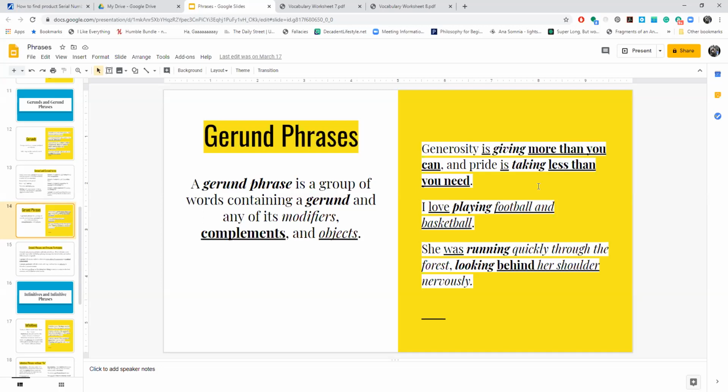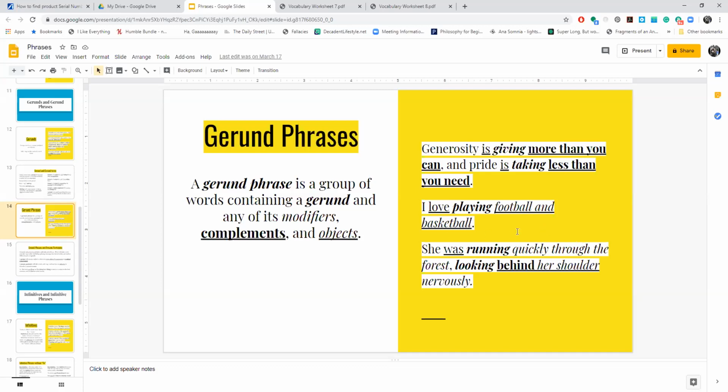of what it is that you love playing. It is telling you, it is both a complement and an object. It is telling you what it is that you love playing. It is telling the reader what it is that you love playing. The object of the verb.